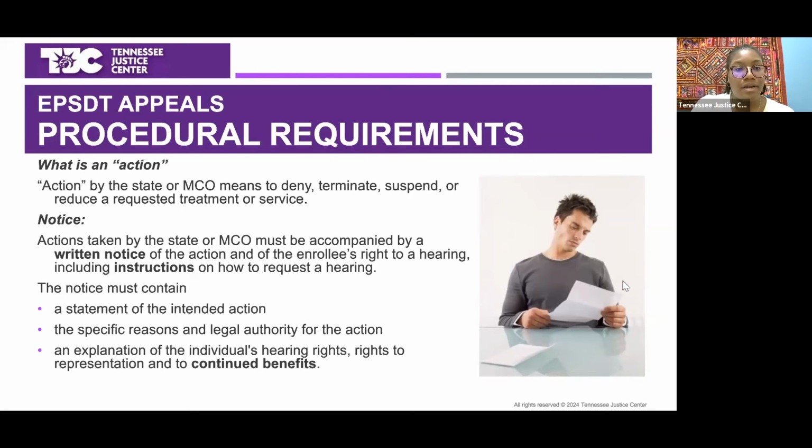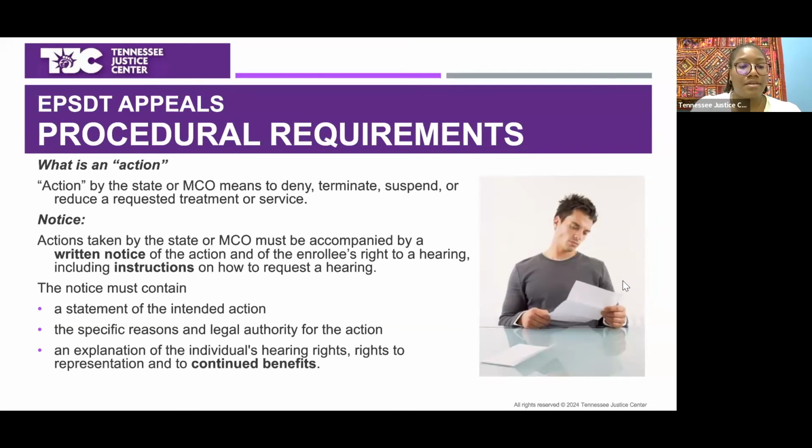So the first thing we should talk about is a notice. Any action that is taken has to be accompanied by a written notice of your right to a hearing, including instructions on how to request a hearing. So here's what you're looking for. A notice will have a statement of what is going to happen, the specific reasons for this decision by TennCare or again by the MCO, and the legal authority for that. And then they'll also have an explanation of your hearing rights, your right to representation, and continued benefits.